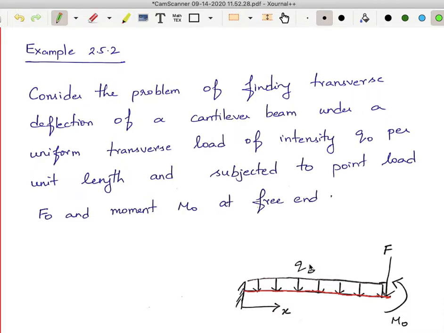So what will be the unit of Q naught if it is a distributed load? Newton per meter. So that it's a distributed load, the unit is going to be Newton per meter, and it is subjected to a concentrated load F at the free end and a bending moment M naught once again at the free end.